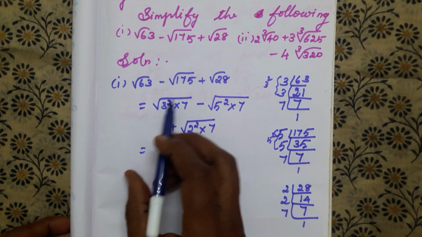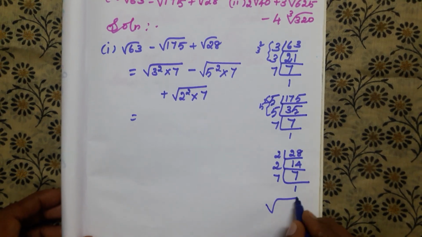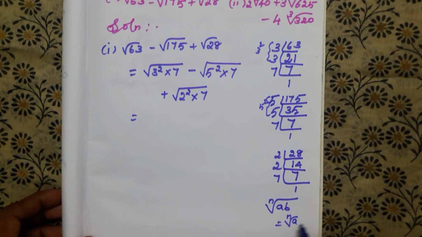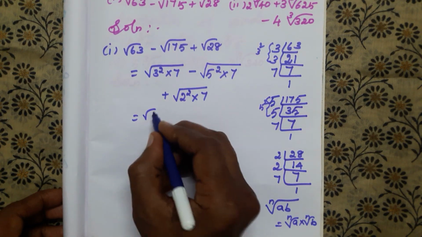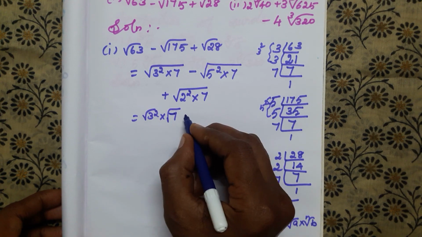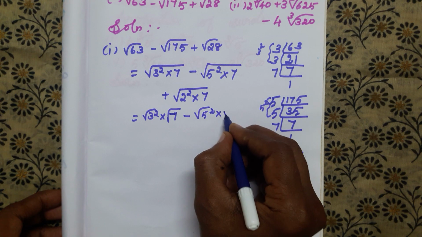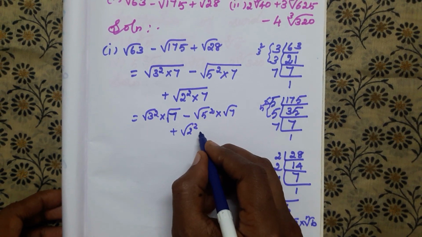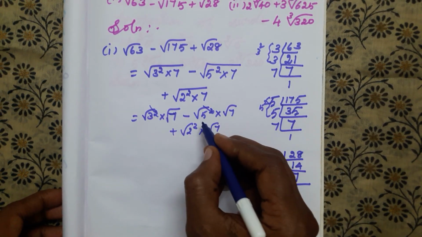Next, the nth root of a into b is equal to the nth root of a into the nth root of b. When we are using that, square root of 3 square into 7, minus square root of 5 square into root 7, plus square root of 2 square into root 7. It's equal to 3 root 7, 5 root 7.